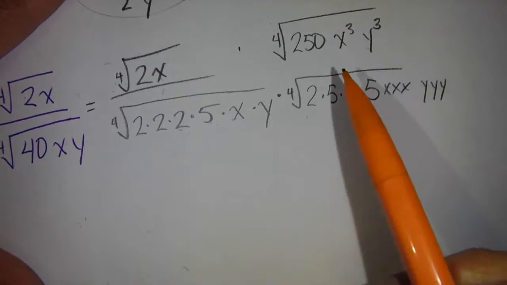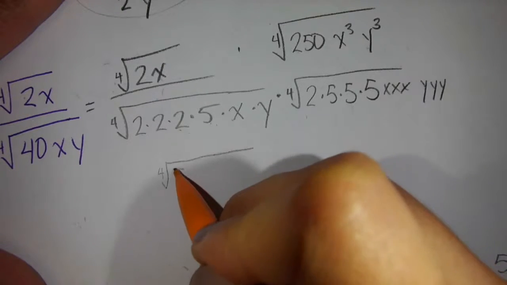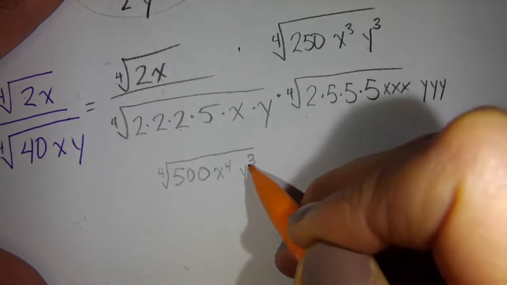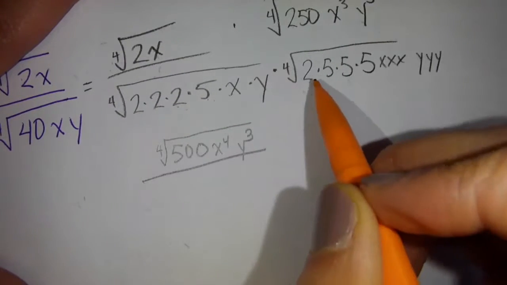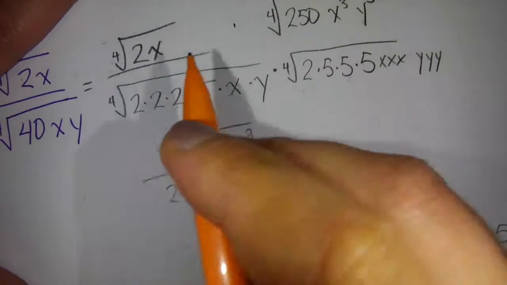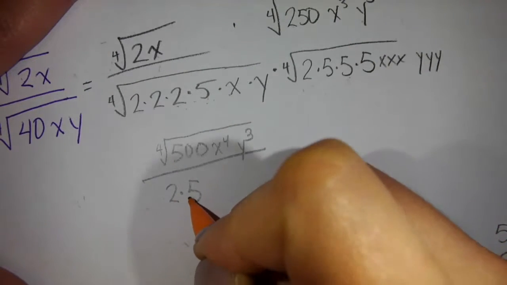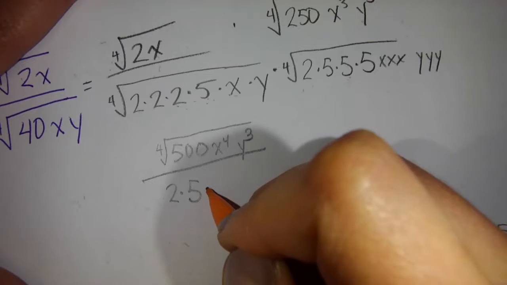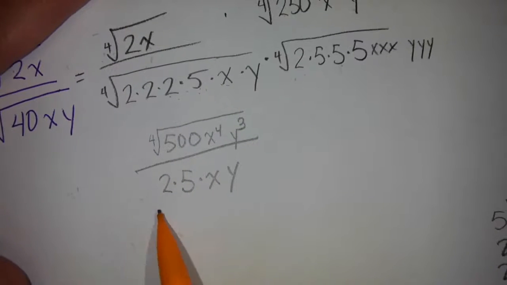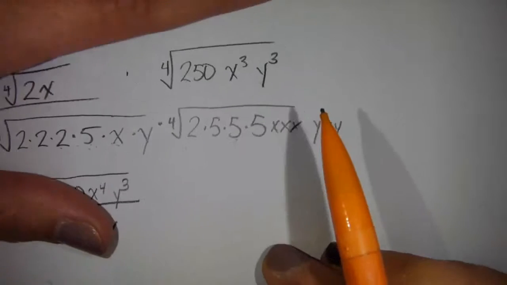Okay, so now I'm going to multiply 250 times 2. So I'll have the 4th root of 500. And then I have x to the 4th, y to the 3rd. On the bottom, my group of 4 2's, 1 2 comes out. My group of 4 5's, 1 5 comes out. I have 4 x's, so an x and a y comes out. So down here, this will become 10xy.